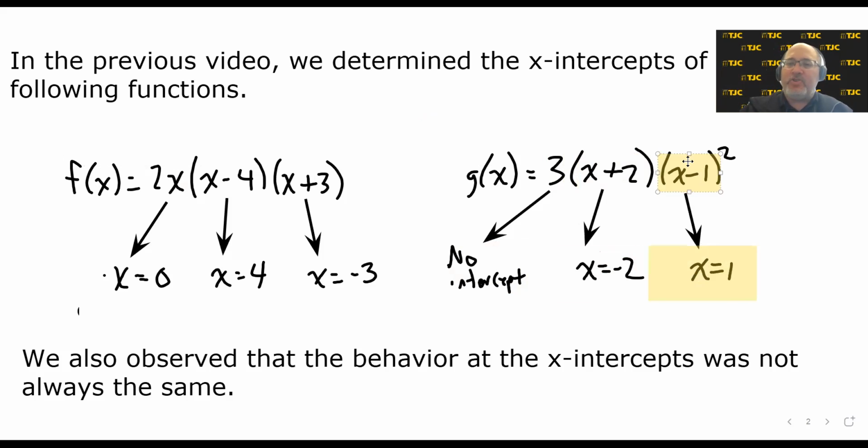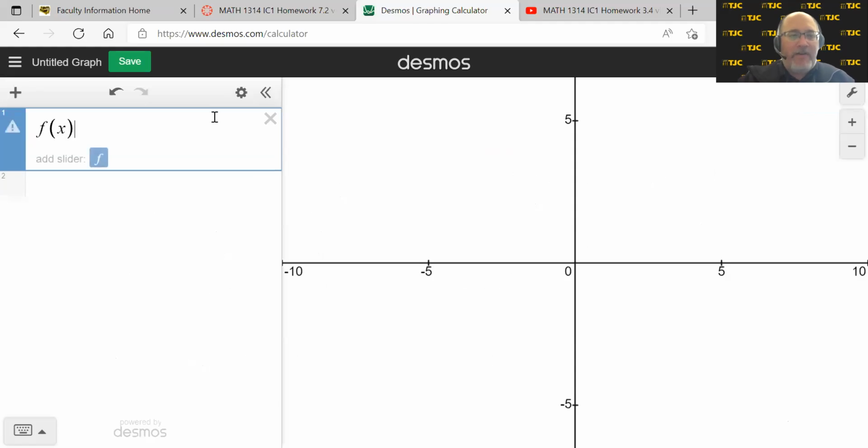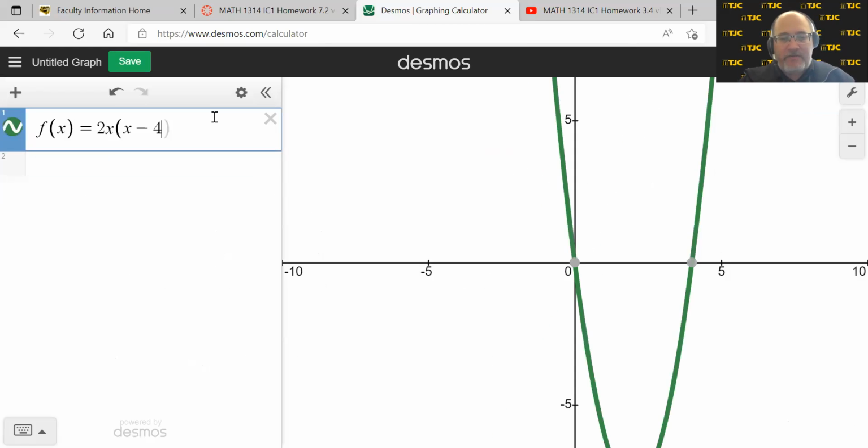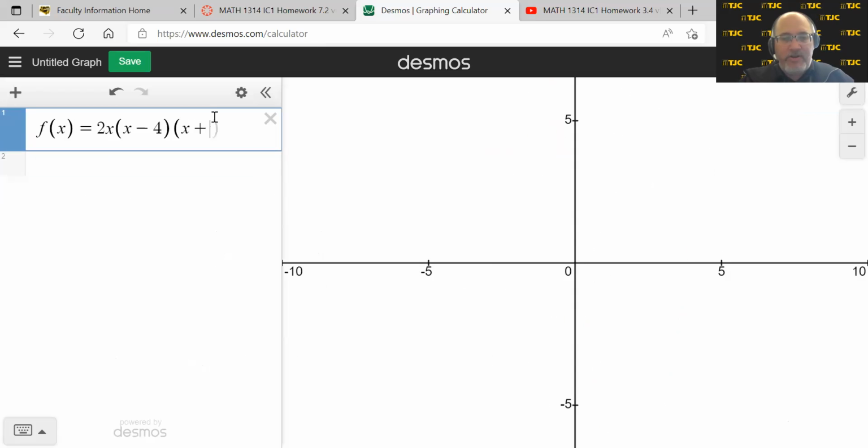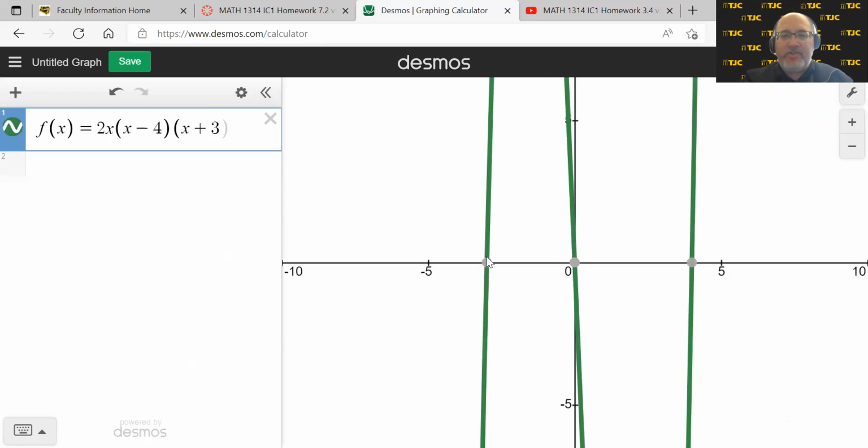We didn't really worry about the square, but I do want to remind you that we observed that the behavior at the x-intercepts was not always the same. Let's take a look at Desmos real quick to remind ourselves what I mean. When we graph f of x equals 2x times (x minus 4) times (x plus 3), we got these three x-intercepts. And notice that the graph crosses the x-axis every time it hits one of those x-intercepts.